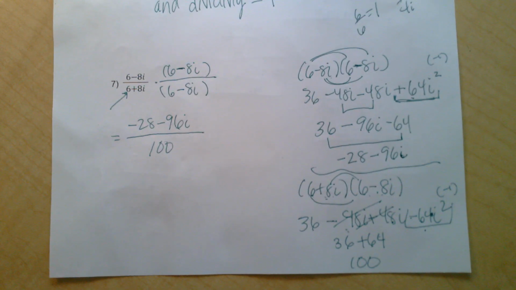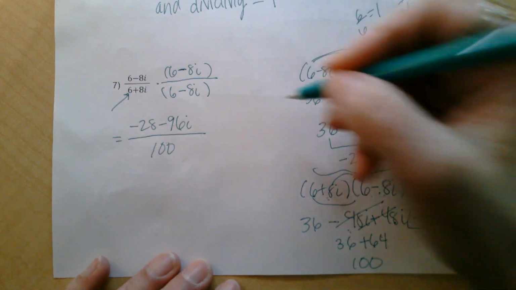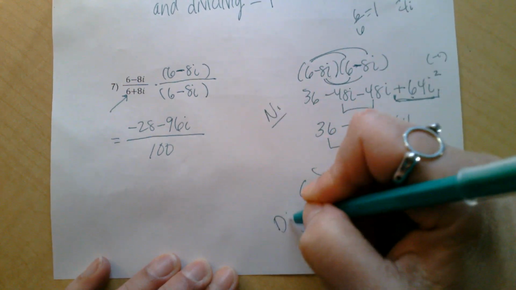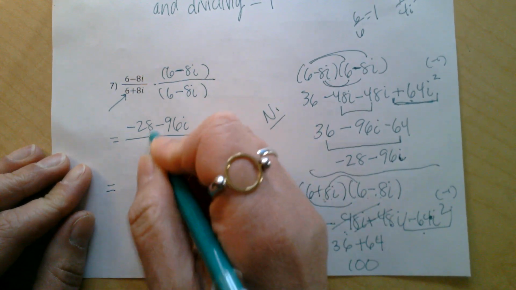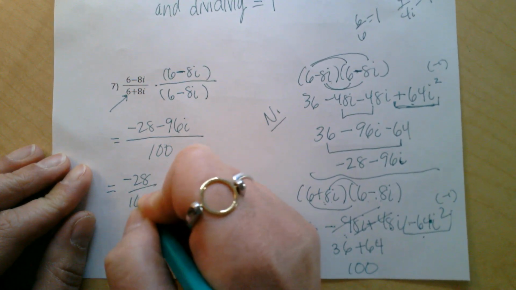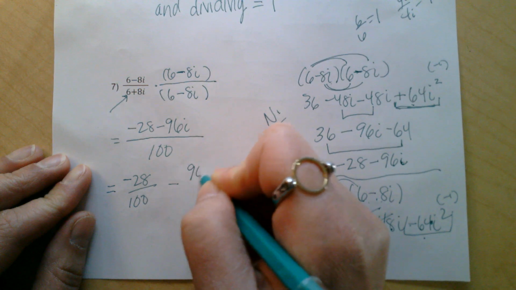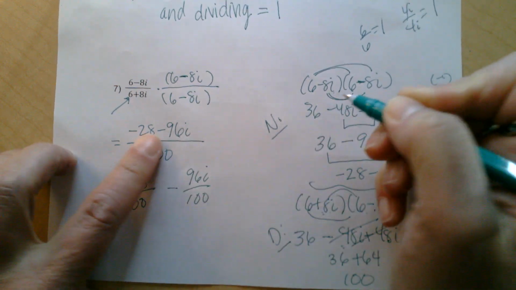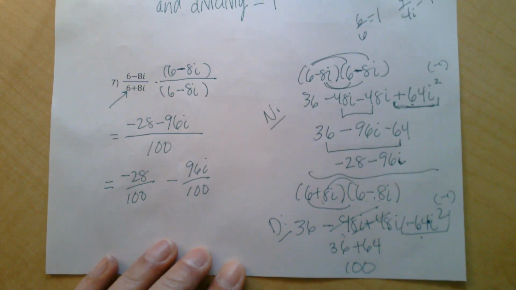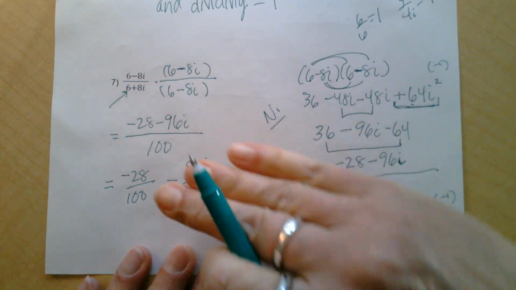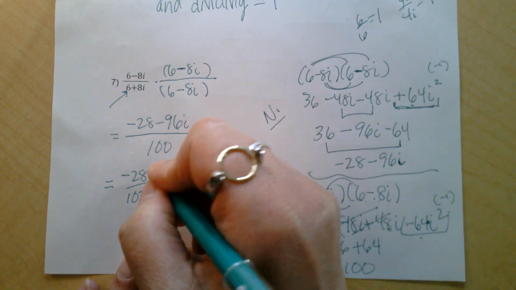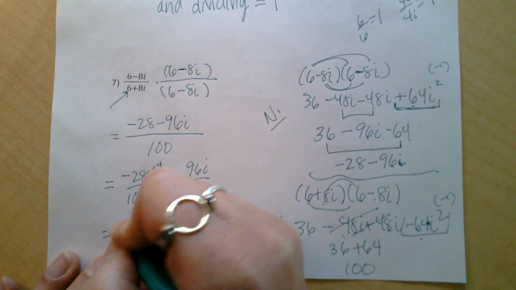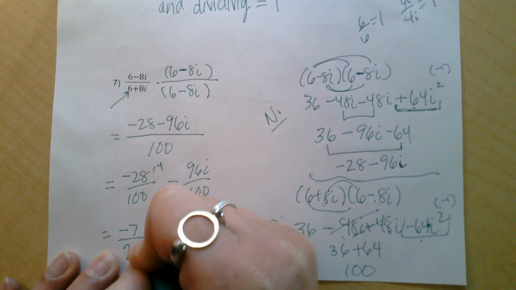And so we bring that over to the denominator. So this was the numerator. That was the denominator's work. Numerator, denominator. And let's separate them. So I have negative 28 over 100 minus 96i over 100. I just made that the minus. And let's see what we can do to reduce. So I just first look at this first fraction, and I see that I can reduce both by 4. So I'm just going to divide by 4. So I get negative 7 over 25.